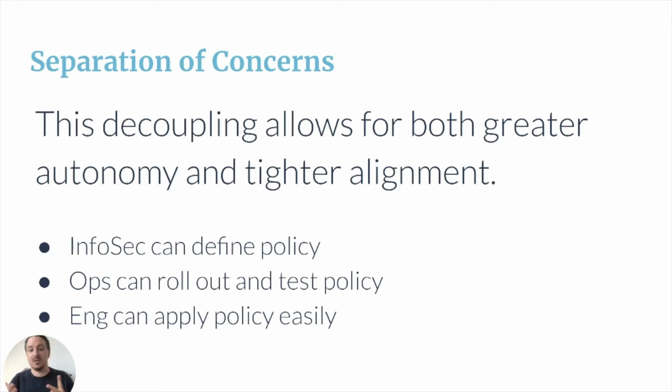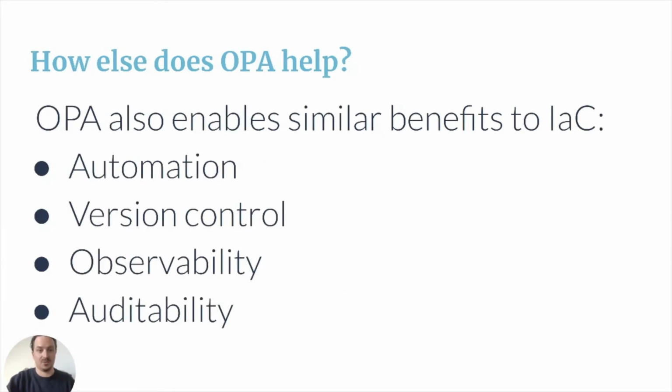InfoSec can define the policy, ops can roll out and test this policy, Eng can make sure they are following it, and the policy is easily applied. So it really benefits all the stakeholders in this group. It can also help in other ways, in that it provides similar benefits to infrastructure as code. You can automate it, you can apply version control to it, it's got observability tools, and you can audit it. So you can log all the decisions that are made, which is great. I'll touch a bit more on that later.